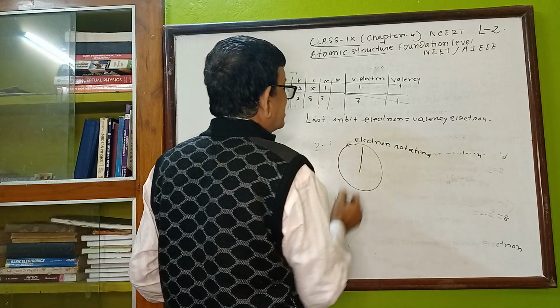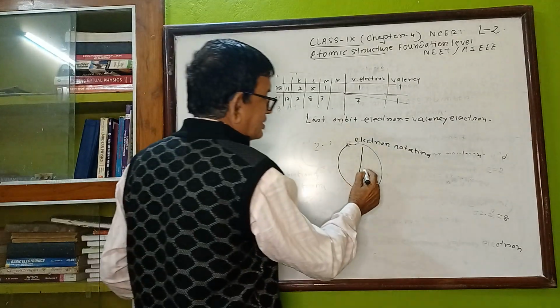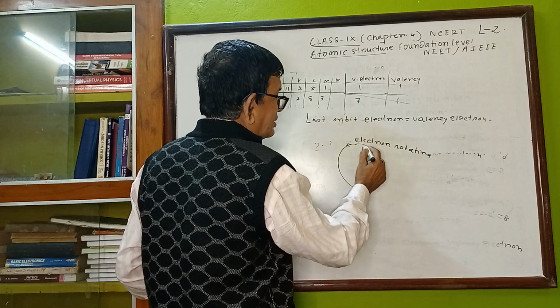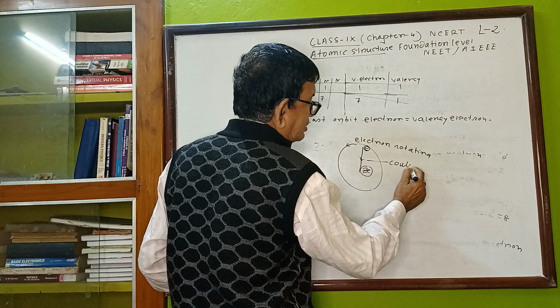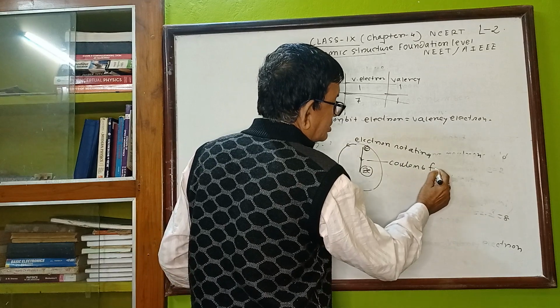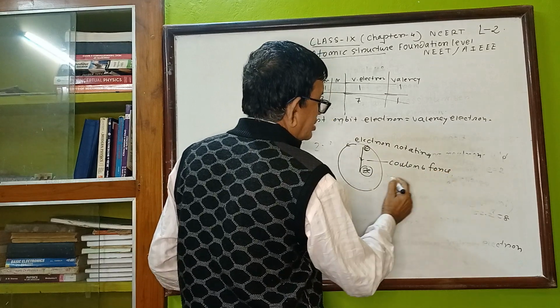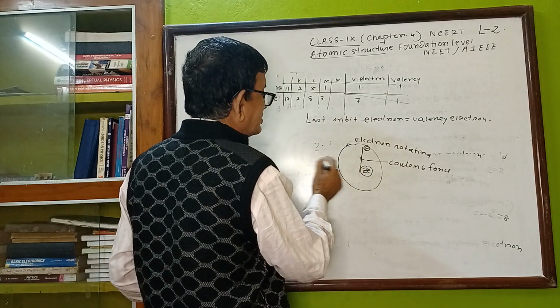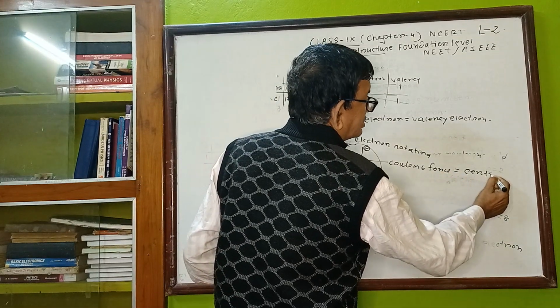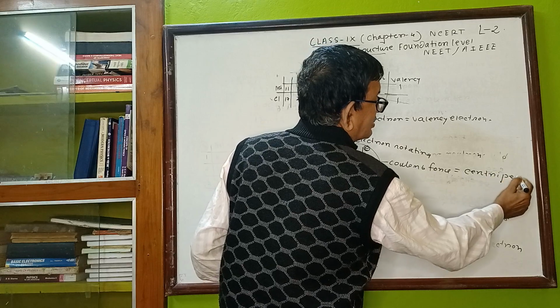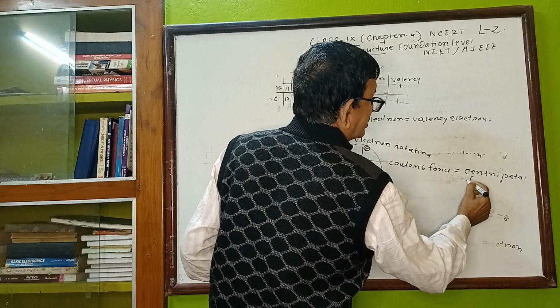There is a nucleus with Z charge and there is the electronic charge, so there is a Coulomb force. And another force is there, the outside force. The Coulomb force is equal to the centripetal force due to rotation. Centripetal force, I am writing.